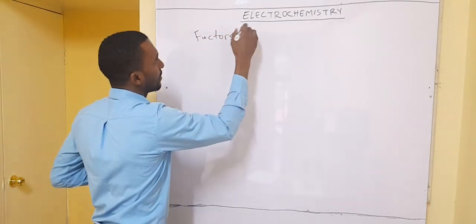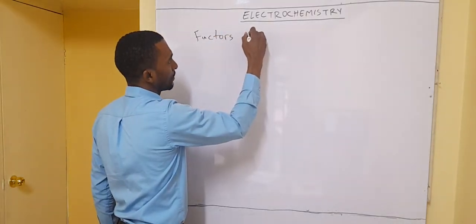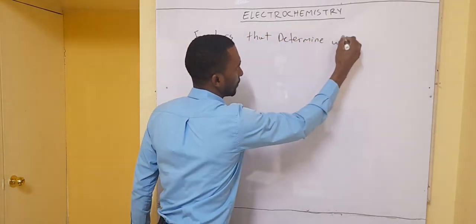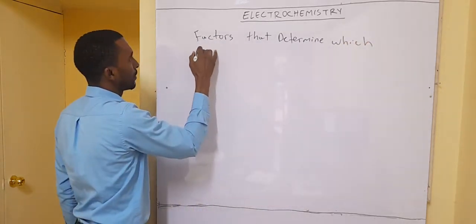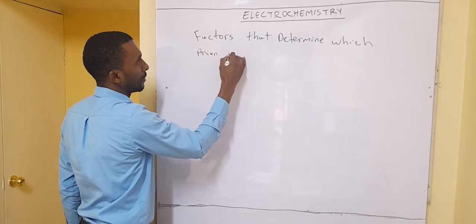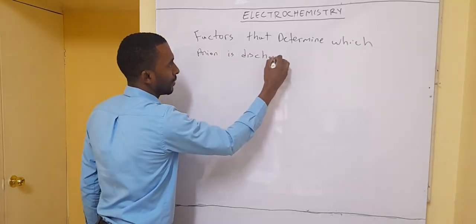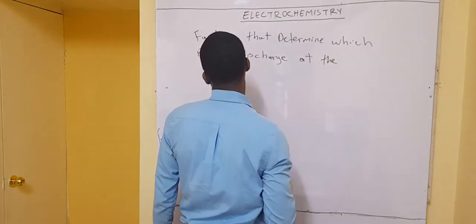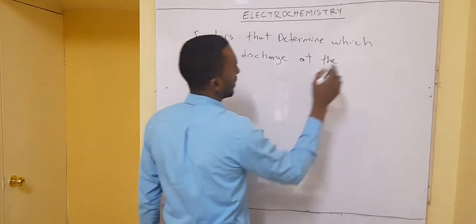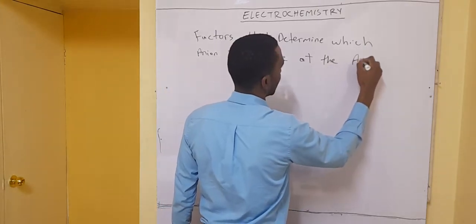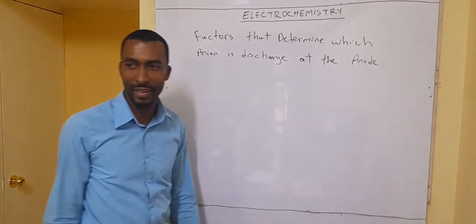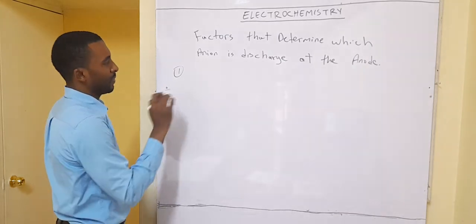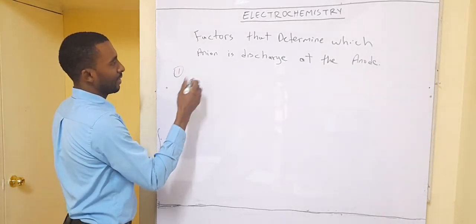Alright, so factors. Discharge at, so anion negatively charged at the anode, right? Following? So one is going to be whether the anode is active or inactive, right?